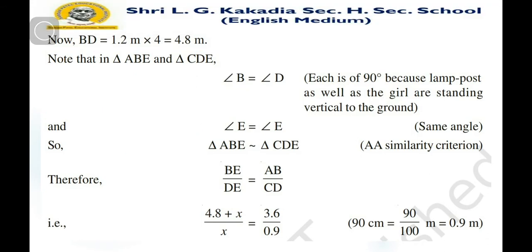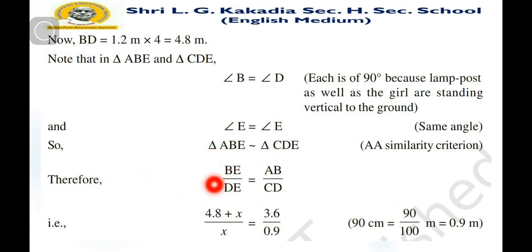Now, note that in triangles ABE and CDE, angle B is equal to angle D, each 90 degrees, because the lamp post as well as the girl are standing vertically to the ground, and angle E is the same angle in both. Hence, by the AA similarity criterion, triangle ABE is similar to triangle CDE.